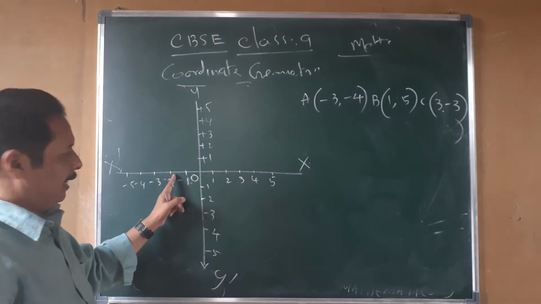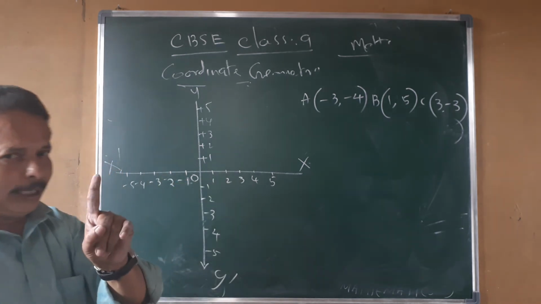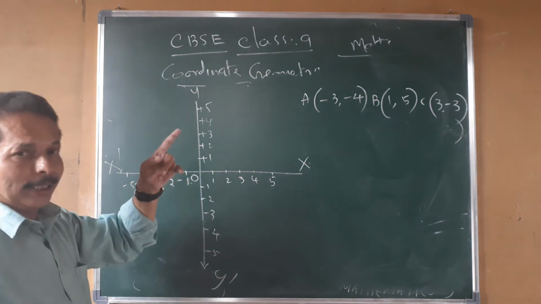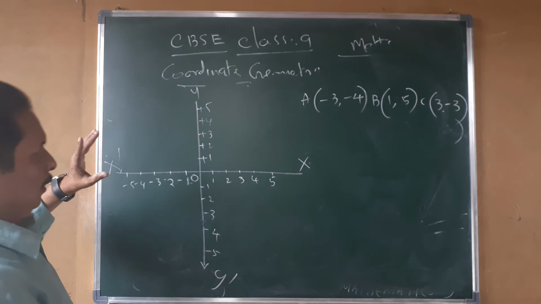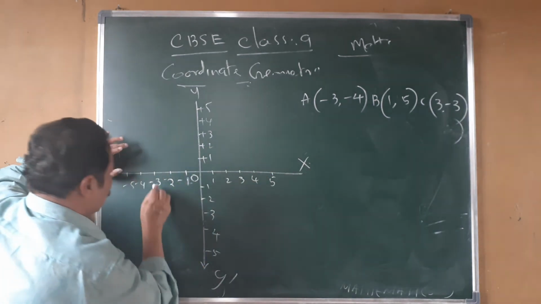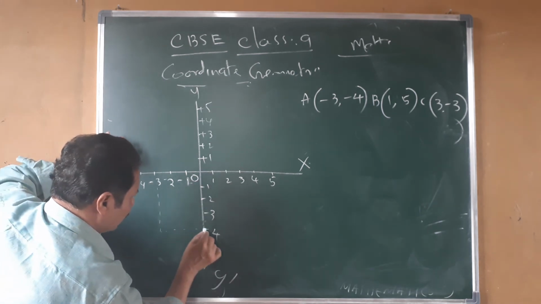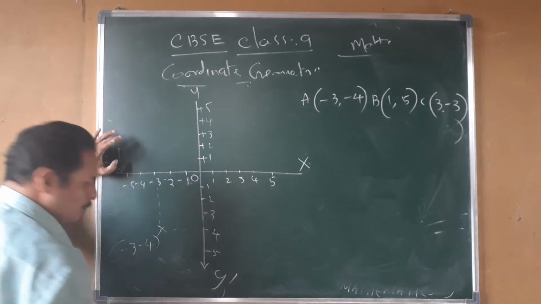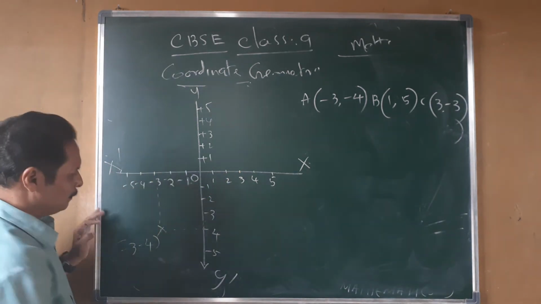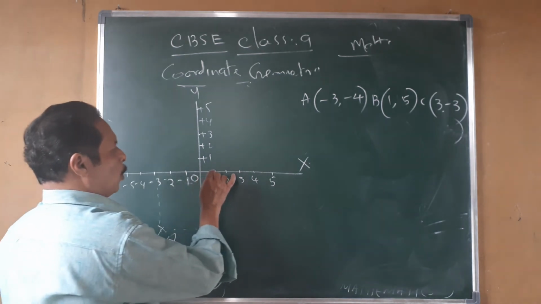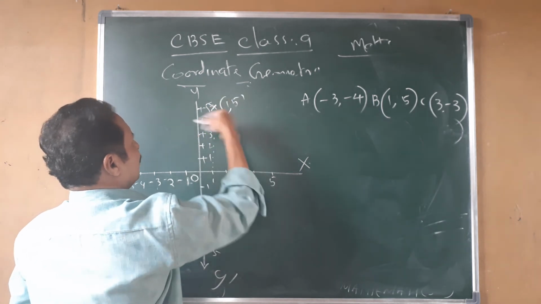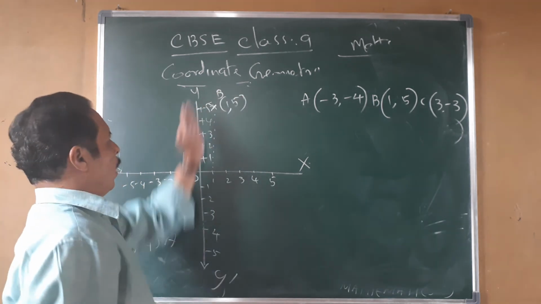Remember, the distance between two consecutive points is 1 unit. Is it clear? Is it over? Now, how can you mark point A? You remember that? Look at here, -3 is on the left side, -4 is below. So the point is (-3, -4). Are you ready? (1, 5). You look here. Is it clear? Let's see. Positive 1 is here, 5 is here. The point is (1, 5), the point is B.